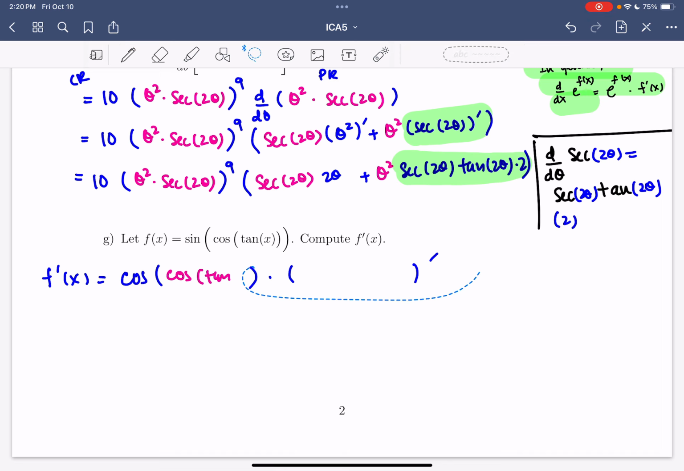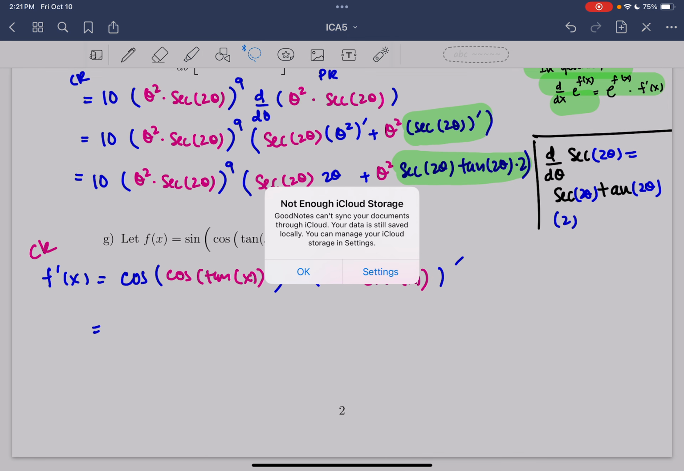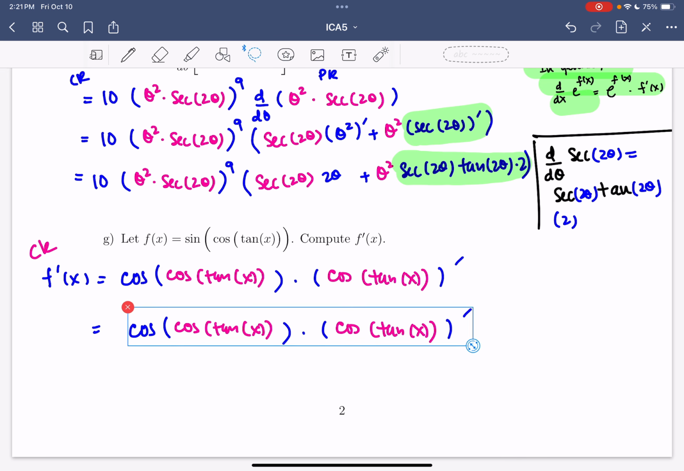It's cosine of tangent, so it requires you to use the chain rule again, okay? Not a problem, we know how to apply it, so chain rule. And then I have to multiply by the derivative of cosine of tangent of x. Okay. So now I'm still completing the derivative, so I can put an equal sign there. Let me copy this whole thing. Copy, paste, paste, copy, paste.